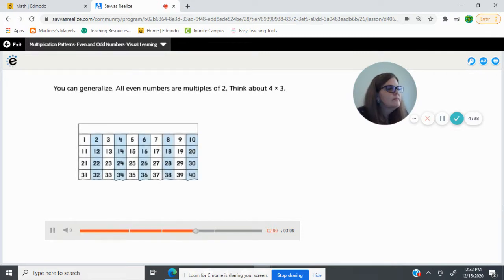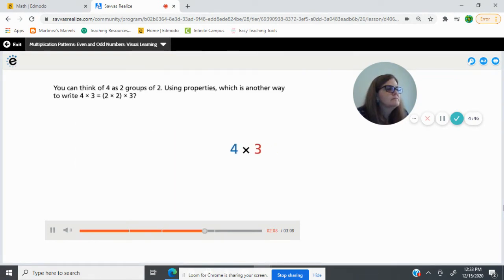You can generalize. All even numbers are multiples of 2. Think about 4 times 3. You can think of 4 as 2 groups of 2. Using properties, which is another way to write 4 times 3 equals 2 times 2 times 3.